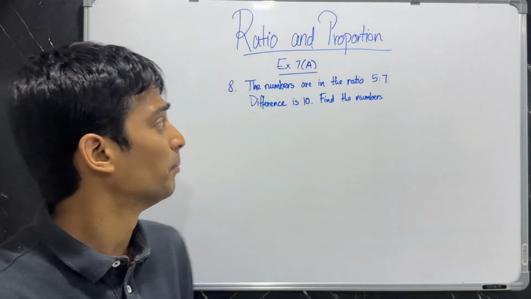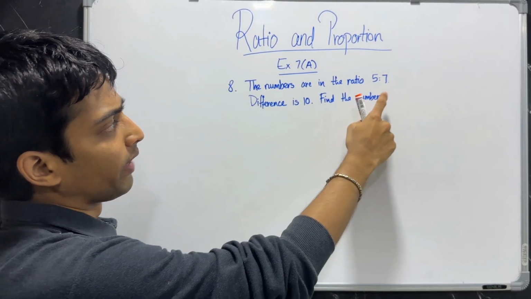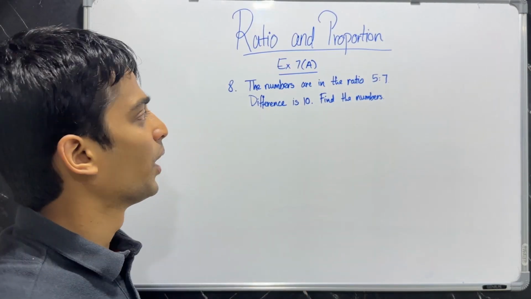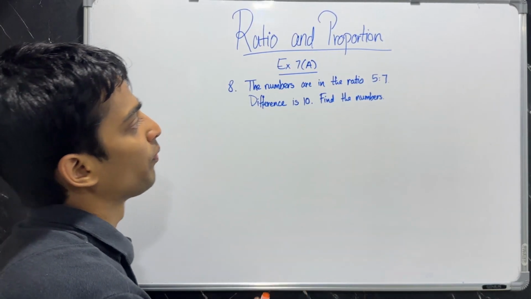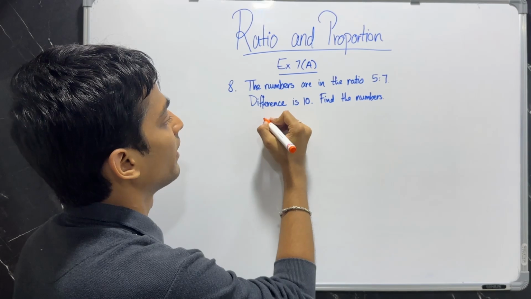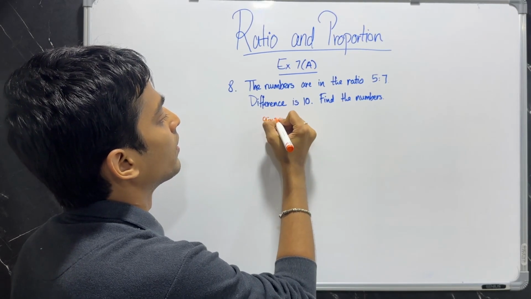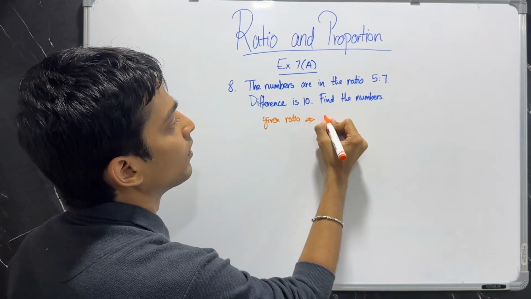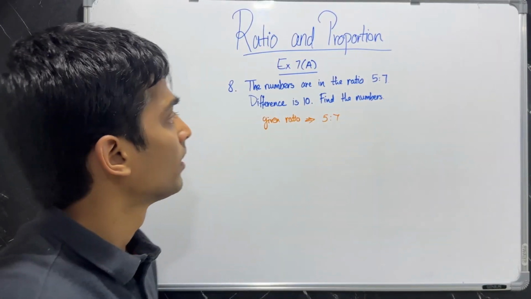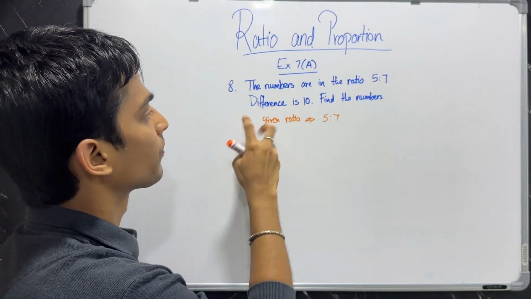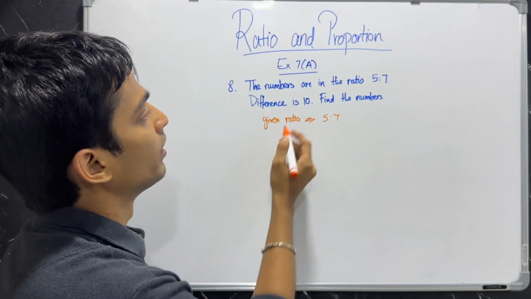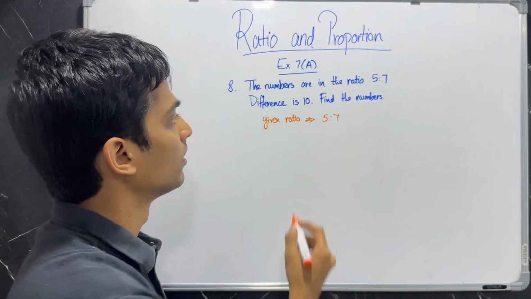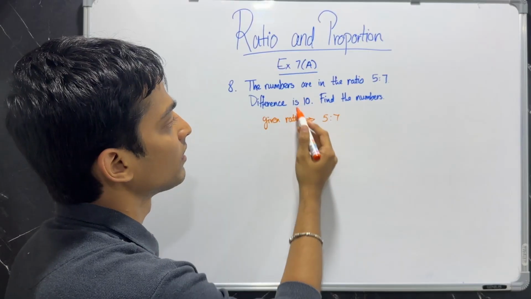Okay, let's see the eighth sum. The numbers are in the ratio 5:7. The difference is 10. Find the numbers. Now let's see one by one. We have a ratio given. Let's write it here. Given ratio is 5:7. Now the difference is 10. Difference means subtraction, so higher number minus smaller number. So that difference is 10.